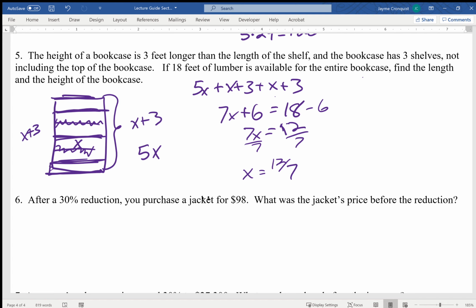So find the length and height of the bookcase. Okay, we're just going to leave it as a fraction. So our width is 12 sevenths by, and then we have this plus 3. So 3 times 7 is 21. So I'm going to have 21 sevenths. 12 and 21 is 33. Okay.